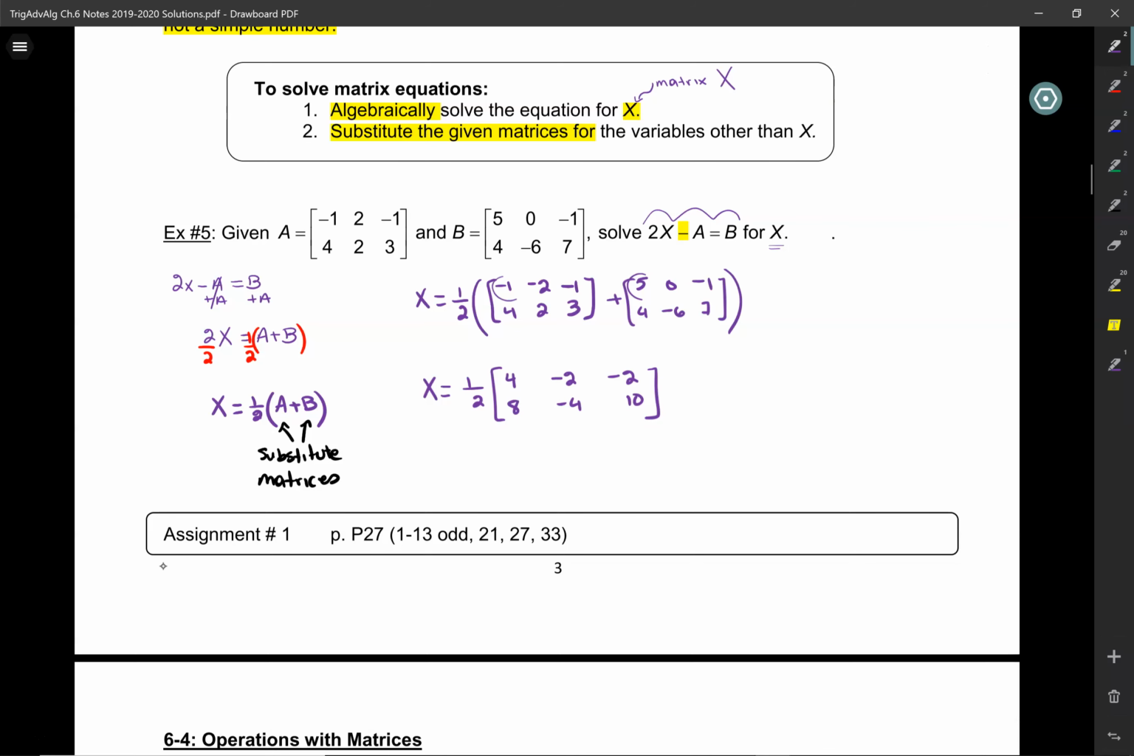What next? Distribute the half. So what's X equal to? 2, negative 1, negative 1. 4 minus 2, positive 5. And there you have it. Okay?